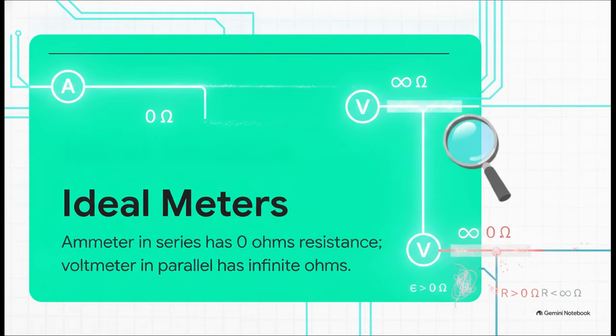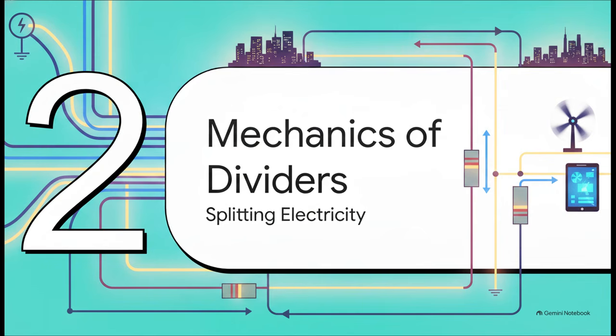And an ideal voltmeter placed in parallel, well, that's assumed to have an equivalent resistance of infinite ohms, meaning absolutely zero current leaks into it. But out here in the real world, materials have physical limits. Those perfect values literally just don't exist. Moving on to Section 2, Mechanics of Circuit Dividers.